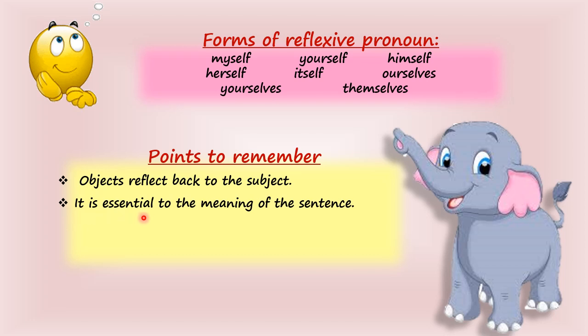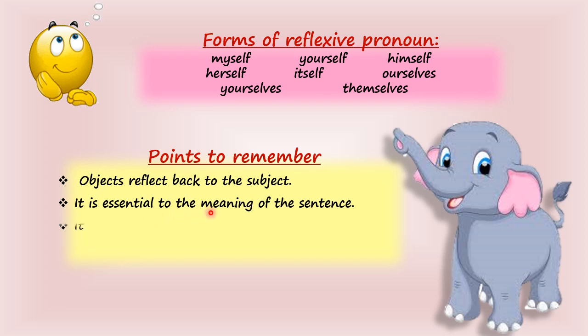Now let's see what is the next point. It is essential to the meaning of the sentence. So children, it is a very important thing. If you remove the reflexive pronoun from the sentence, the meaning of the sentence will be changed. It will be incomplete. So reflexive pronouns are very important for a sentence to give it complete meaning. Is it clear, children?